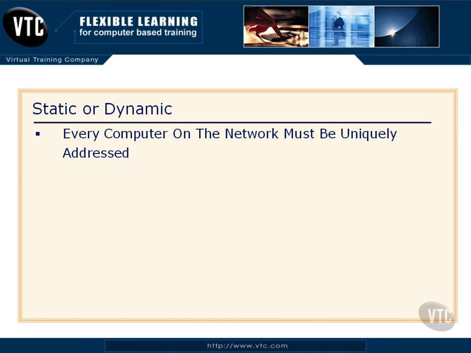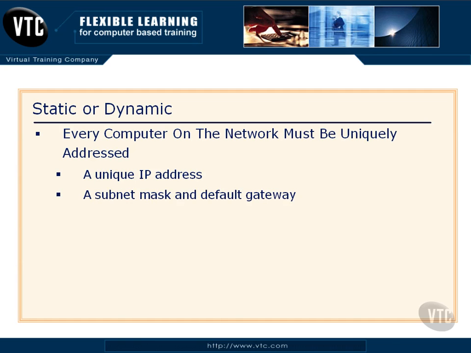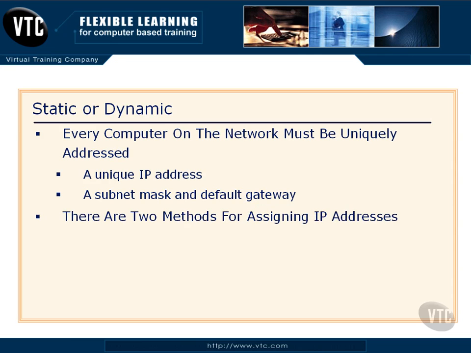Now, every computer on the network must be uniquely addressed. Okay, we've already talked about that in previous videos. That is what TCP/IP and IP addressing does for us. Now, everybody has to have a unique IP address. They have to have a subnet mask and a default gateway on every device that's going to be utilized or communicated with on the network.